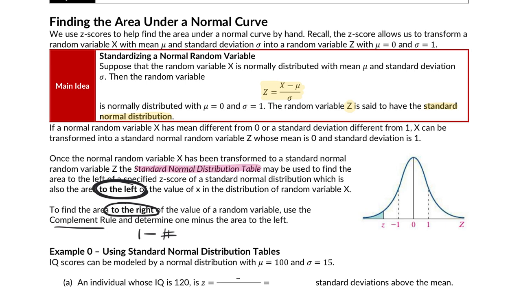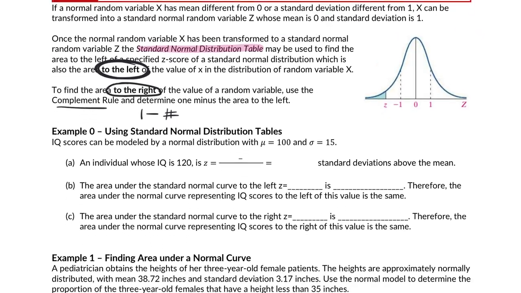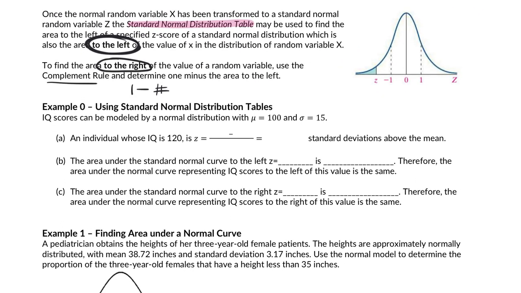We had an example last time that talked about IQ scores, and we were saying IQ scores can be modeled by a normal distribution with a mean of 100 and a standard deviation of 15. So for an individual whose IQ is 120, if we calculate their z-score, we would do 120 minus mu, divided by sigma. So we take the value we're asking about in the question, 120, subtract mu, divide by sigma. And in your calculators, will you do that real fast? What is 120 minus 100 divided by 15?